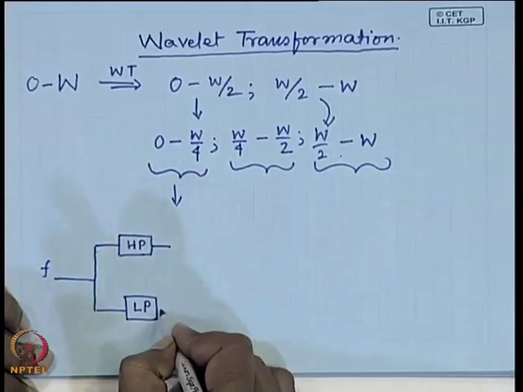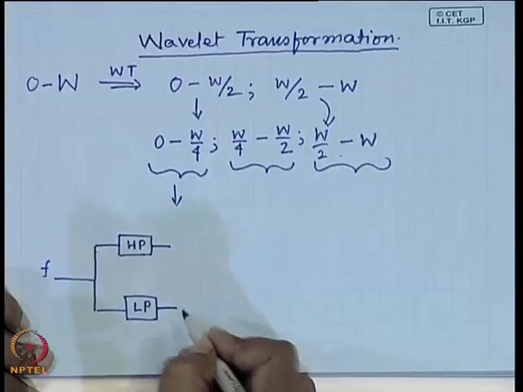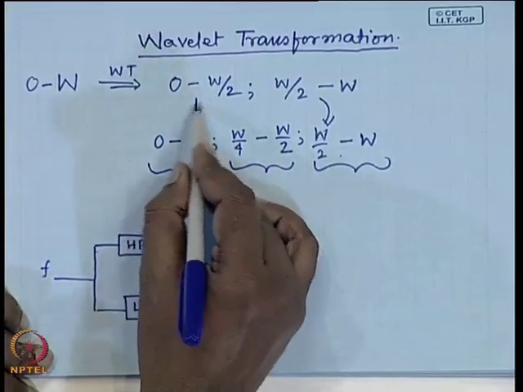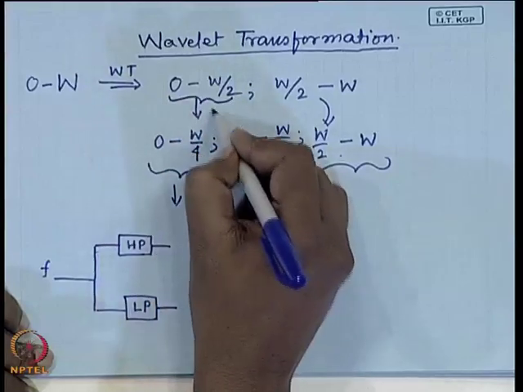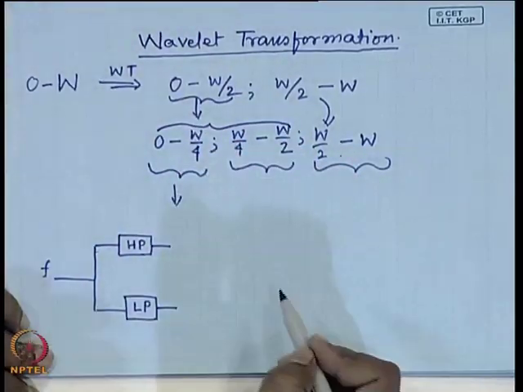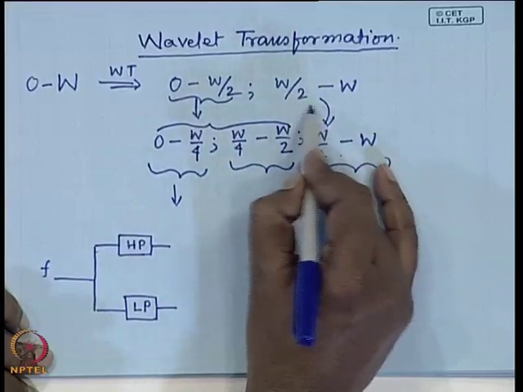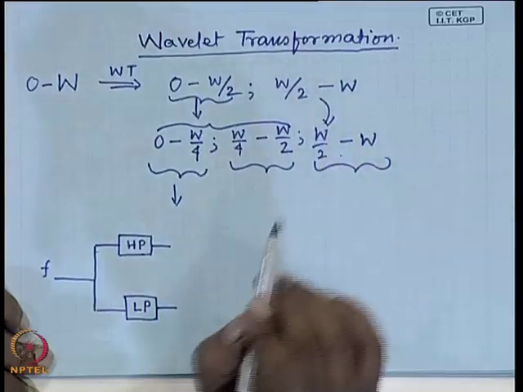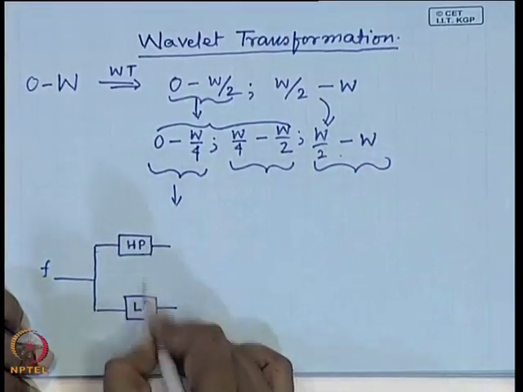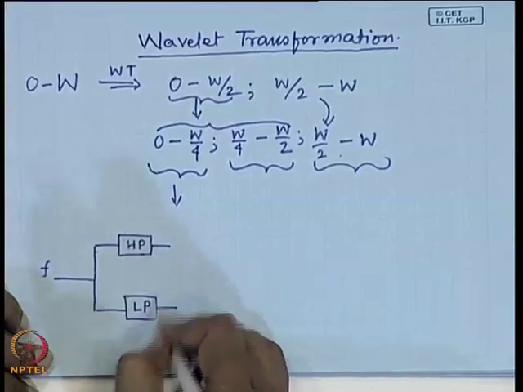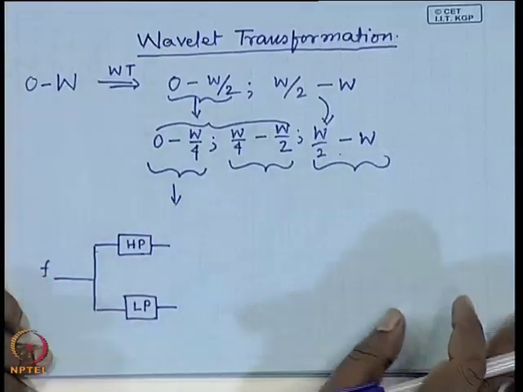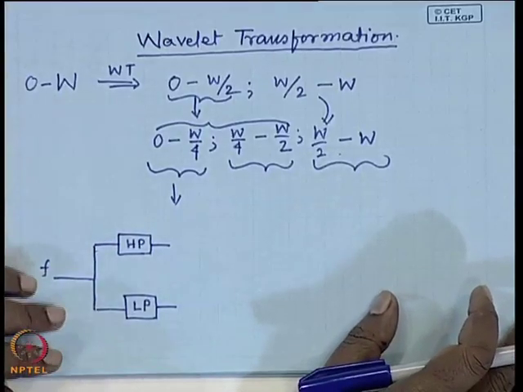I retain the output of the high pass filter, and the output of the low pass filter, that again I want to subdivide into two subbands, as has been done here. This 0 to W by 2 has been divided into this subband, whereas the higher subband W by 2 to W has been retained.